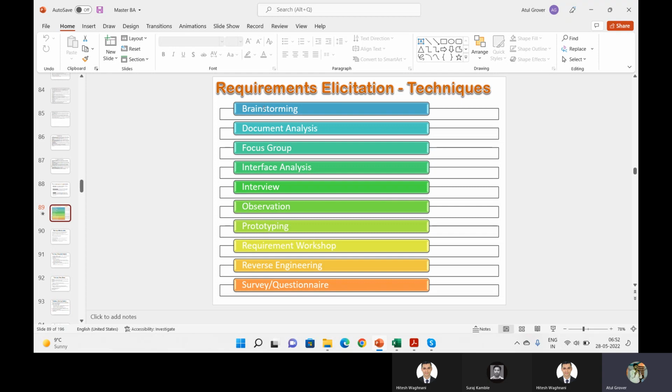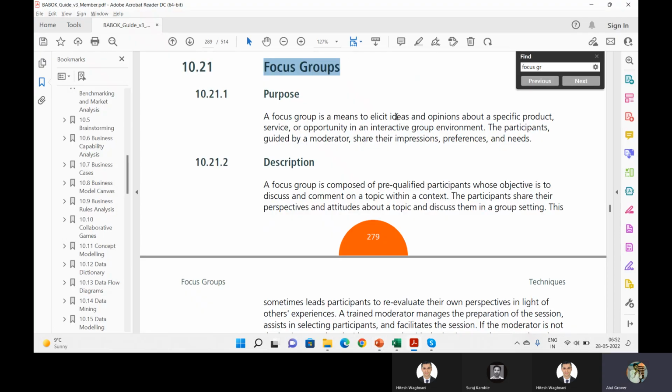Here you had nothing, but there you have something. It's a means to elicit the ideas and opinions about a specific product, service or opportunity in an interactive group environment.